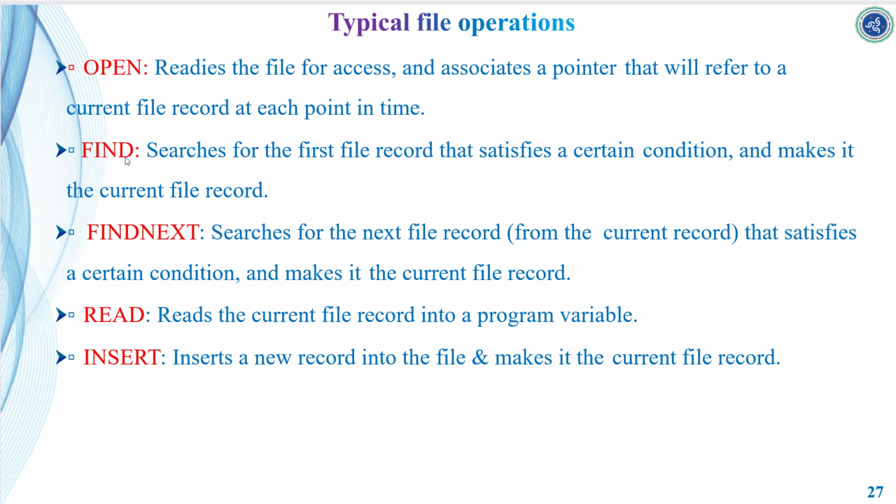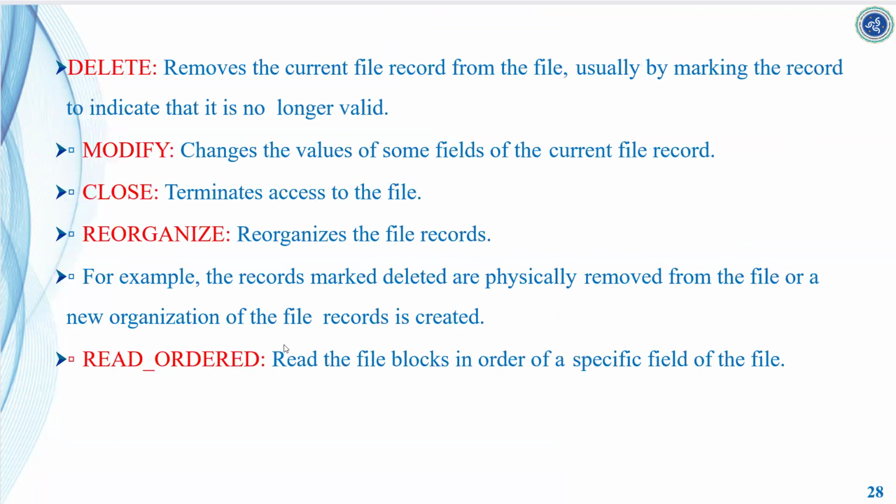Next is the find function, which finds the first file record that satisfies a particular condition and makes it the current file record. Next is find next, which searches for the next file record that satisfies the search condition and makes it the current file record. The next operation is read, where the current file record is read into a program variable. Insert means inserting a new record into the file, and that new record becomes the current record.